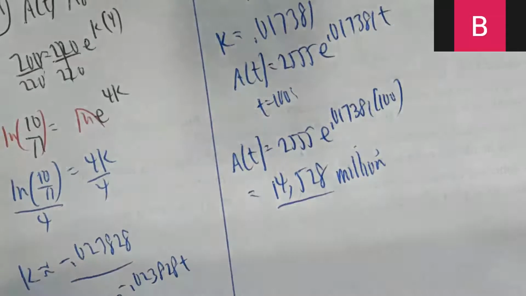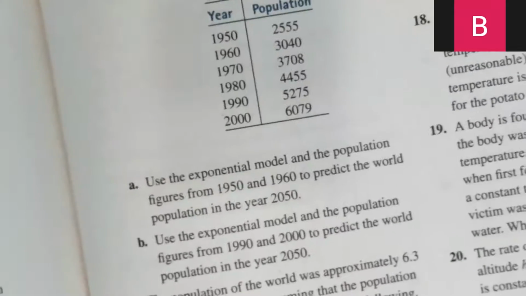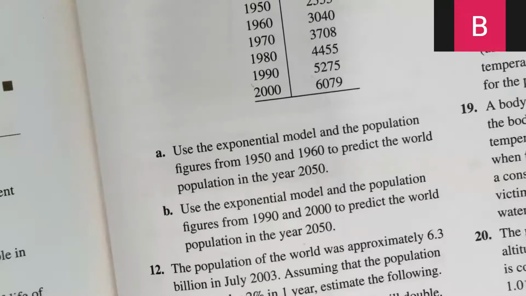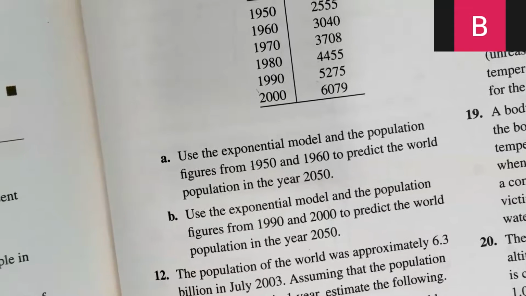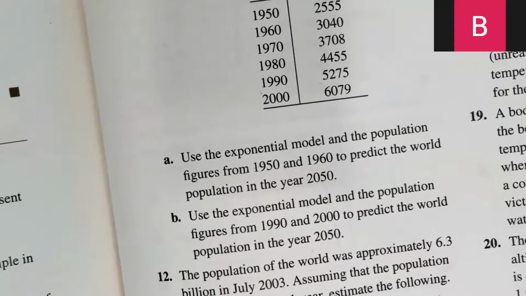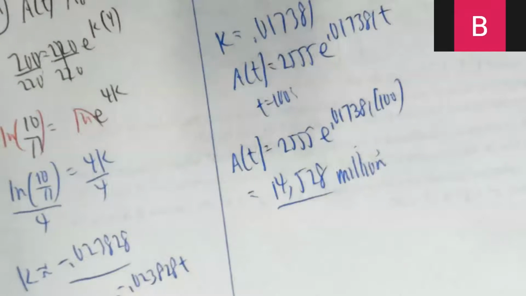Of course, this is making some bold assumptions that the growth stays constant, which it normally doesn't. But that's why it's considered a model. So do the same thing for B. Use the data from 1990, then 2000 would be 10 years, and 2050 would be 60 years. Just do the exact same thing from there.